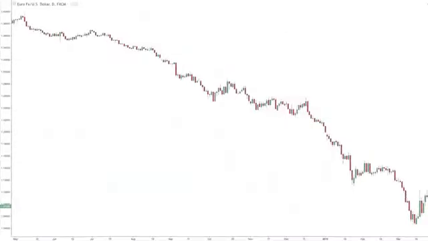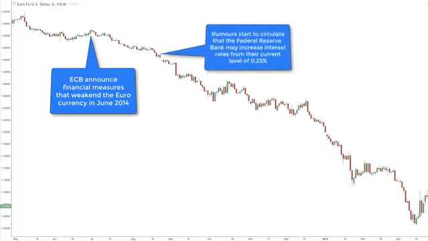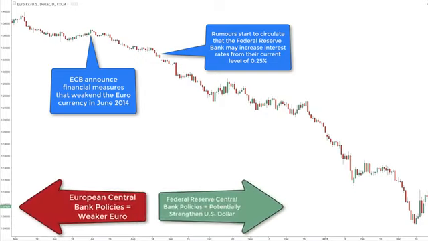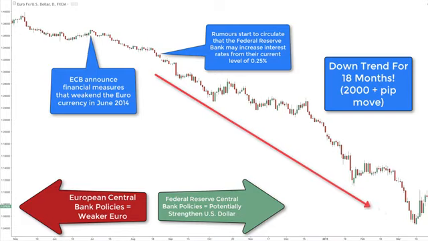In 2014, the European Central Bank announced various measures like quantitative easing to stimulate economic growth due to certain economic problems that had arisen. In the same year, the US Federal Reserve Bank were hinting at increasing interest rates for the first time since 2006. Both European and US central bank financial policies were diametrically opposed to each other, hence the downtrend in the euro-dollar currency pair that lasted around 18 months.